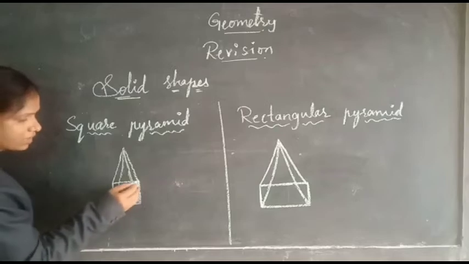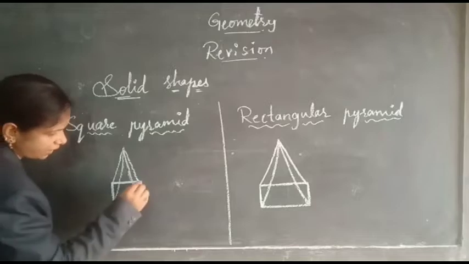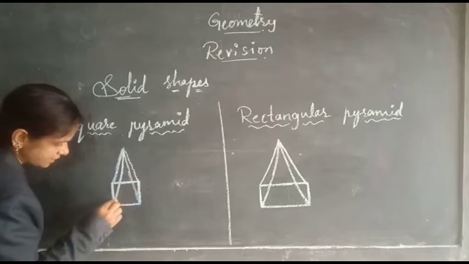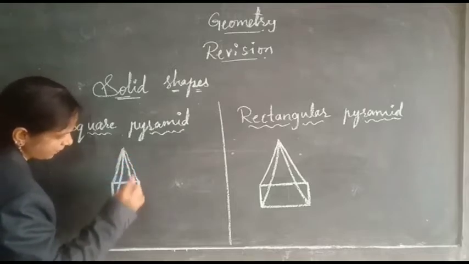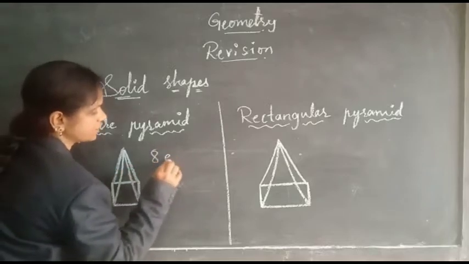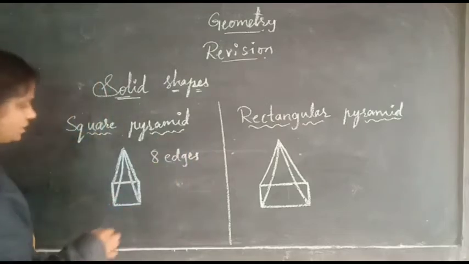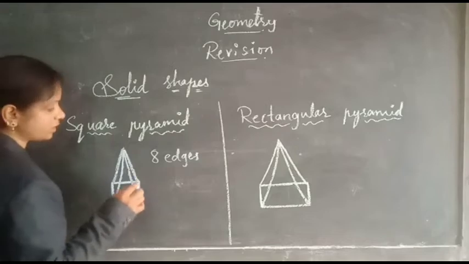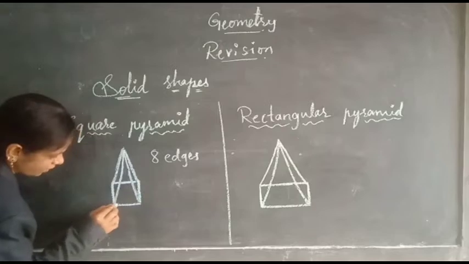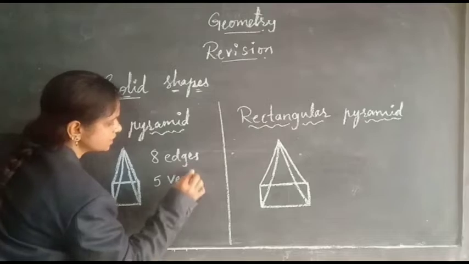It has, let's count the edges. 1, 2, 3, 4, 5, 6, 7 and 8. Means it has 8 edges. A square pyramid has 8 edges. Let's count the vertices here. 1, 2, 3, 4, 5. So it has 5 vertices. Vertices are corners.